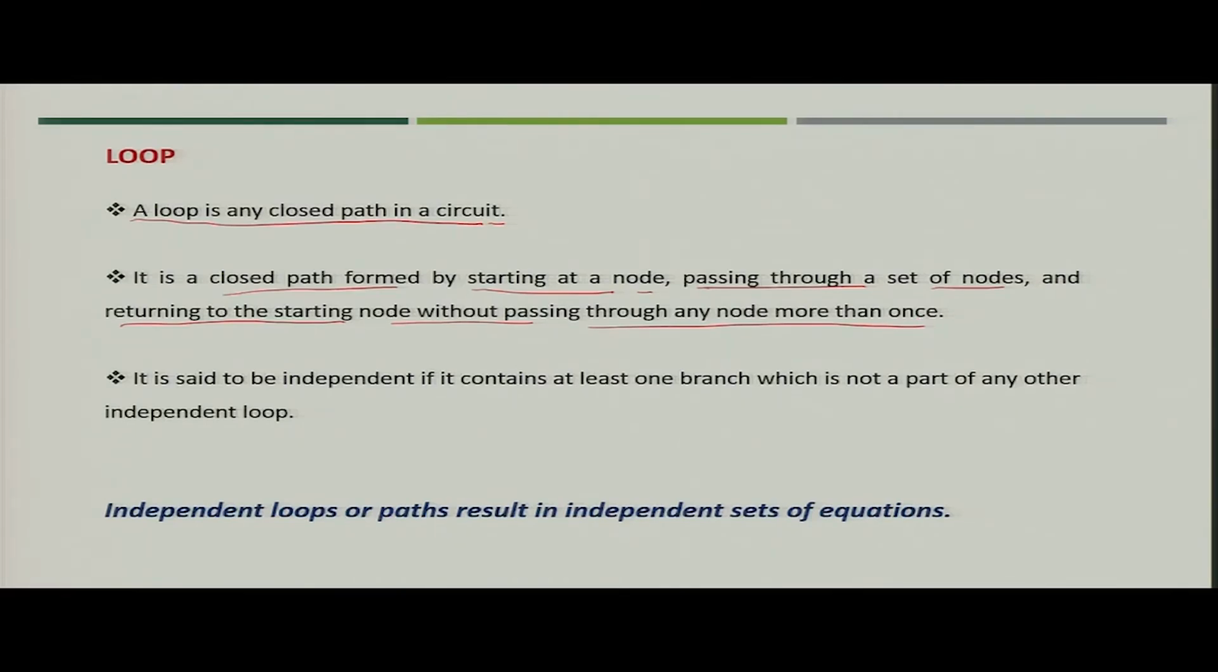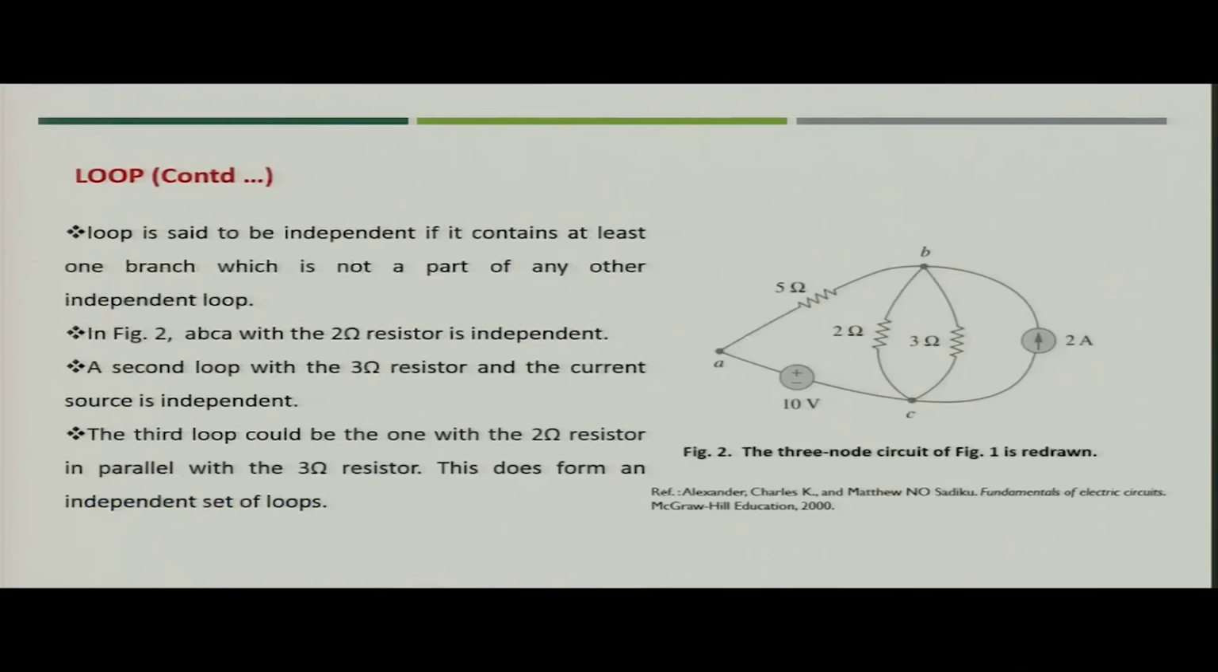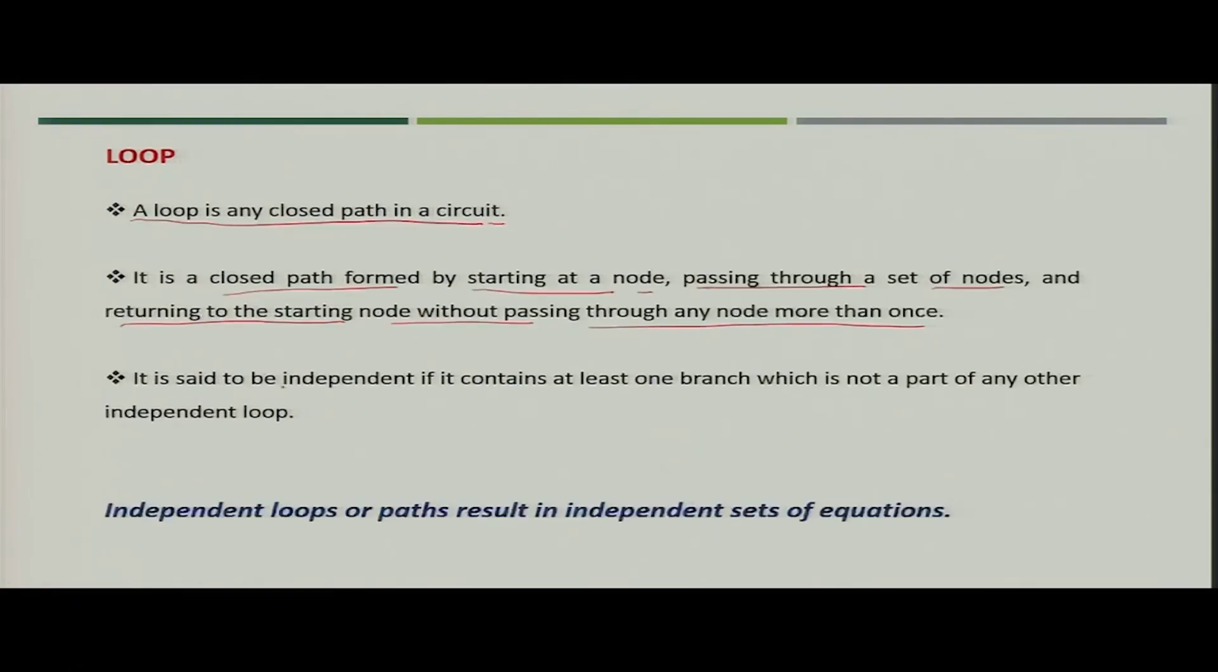So, if you see the circuit like this, when you are asked to find the loop, it means that if you trace out various nodes and come back to the original node, then this will be considered one loop, right. Now, this particular loop is said to be independent if it contains at least one branch which is not part of any other independent loop.